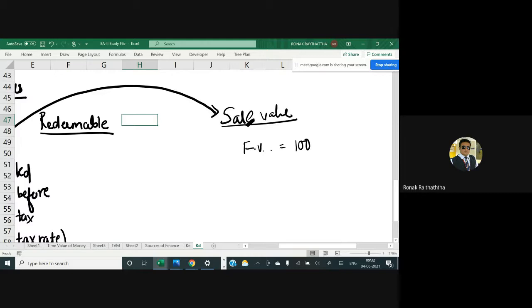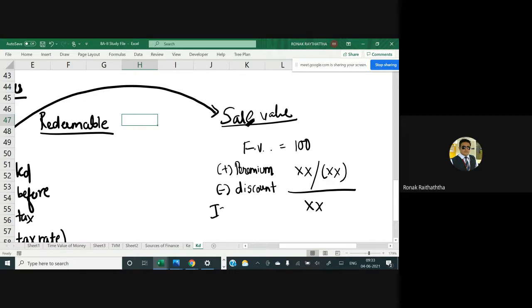So my friend, if they are issued at a premium, then it should be added. And if they are issued at a discount, then it should be reduced. Obviously, because you receive the less amount of money if you issue it at the discount, and you receive the more amount of money if you issue it at the premium. As simple as that. So you add or reduce something from it. This bracket stands for the negative amount. So you get the issue price.